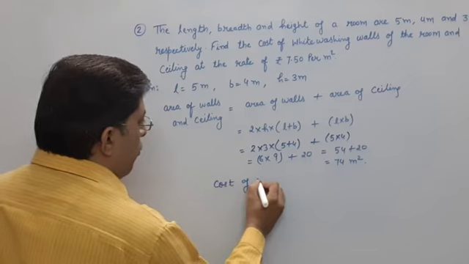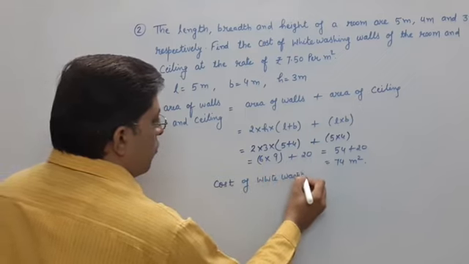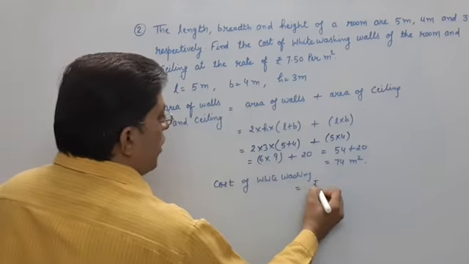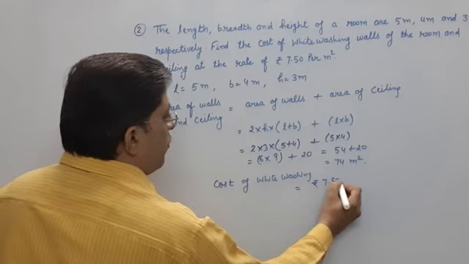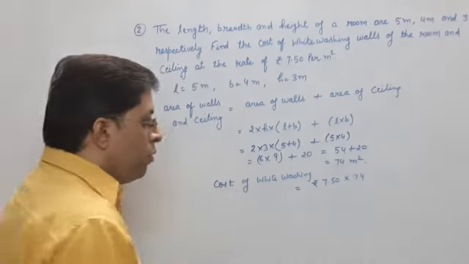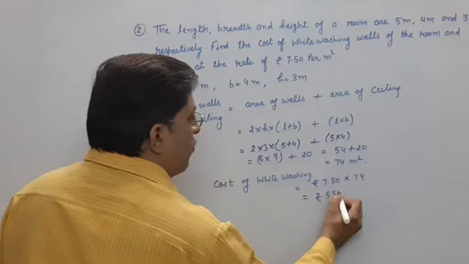Cost of whitewashing. It is given to you per meter square. Cost is given to you 750 into 74. When you multiply it, you will get 555 rupees.